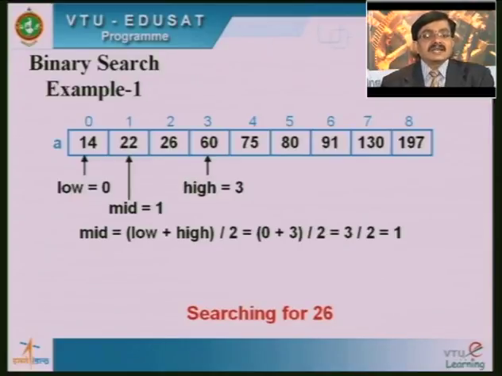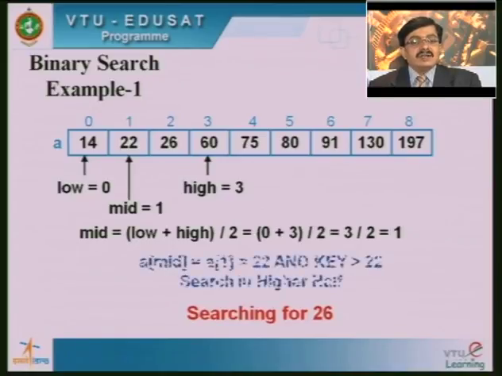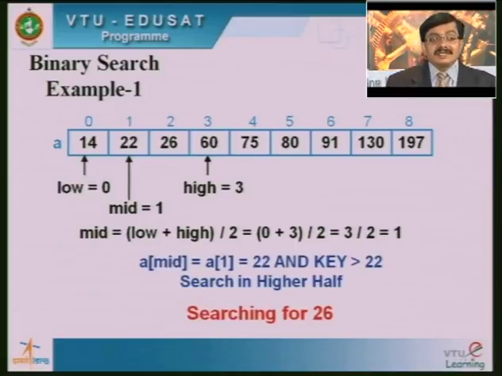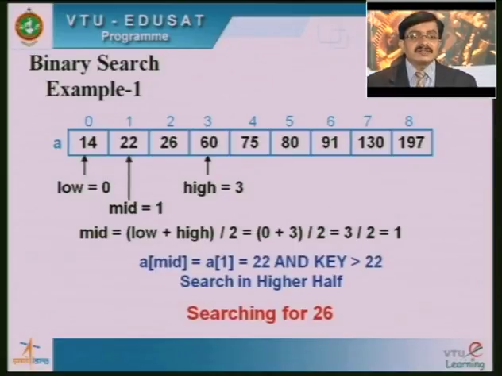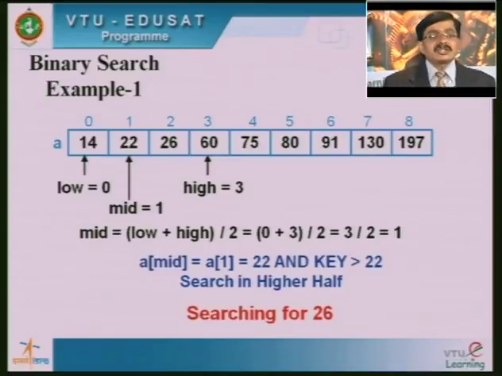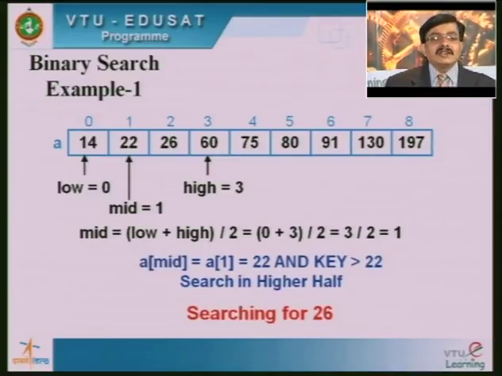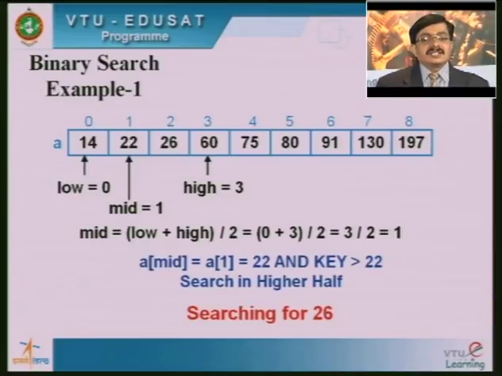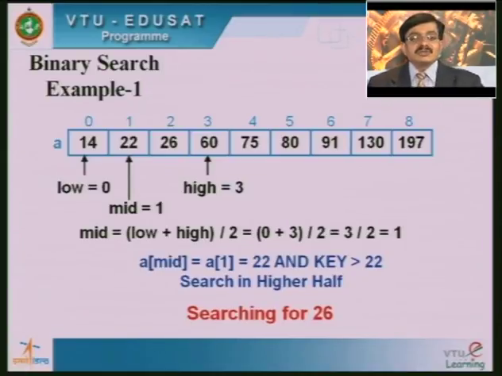Now I have to compare the key element with the middle value. So here key element is 26 now, and if we do the comparison, the key element 26 is greater than the mid value, A of mid. It is not mid, basically it is A of mid. Mid is the position of the middle element, A of mid is the actual middle element in the array. So A of mid is 22 and searching key is 26, and 26 is greater than 22, I should go for the right array, and this is most important here.